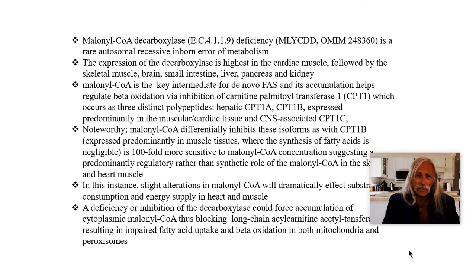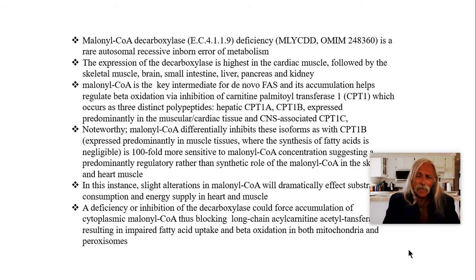Okay, so when you get a deficiency like that, it's been mapped in humans, and it's a rare autosomal, which means it's not in one of the sex chromosomes. It's not an X or Y chromosome, so it's a somatic chromosome. It's recessive, of course, so an autosomal recessive inborn error of metabolism is a deficiency of MCD. The expression of decarboxylase is highest in cardiac muscle. Makes sense, right? Because of that rheostat control I showed you. Followed by skeletal muscle, same thing. And then, of course, in the brain, small intestine, liver, pancreas, and even kidney.